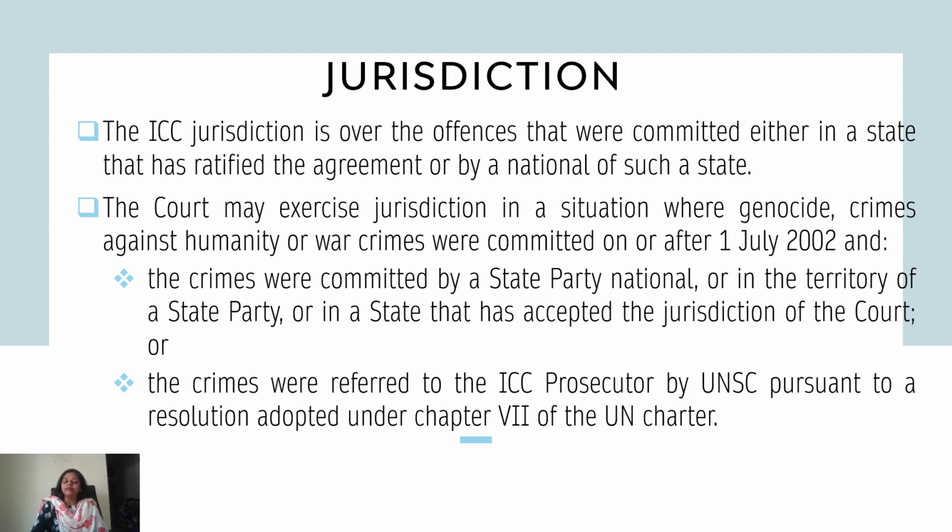Also, the crimes that are referred to the International Criminal Court prosecutor by the Security Council of the United Nations under Chapter 7 of the UN Charter, for these crimes also the International Criminal Court will have jurisdiction. So, the International Criminal Court will have jurisdiction for two broad categories of things. One, where the state has signed and ratified the Rome Statute, that is, the state has expressly accepted the jurisdiction of the International Criminal Court. In that case, for that state, for the national of that state, or for the territory of the state, the ICC will have jurisdiction.